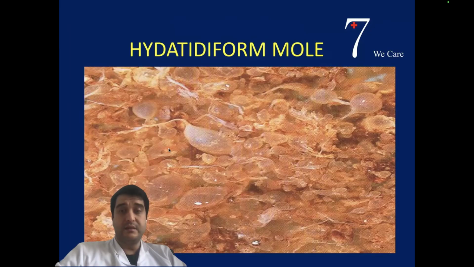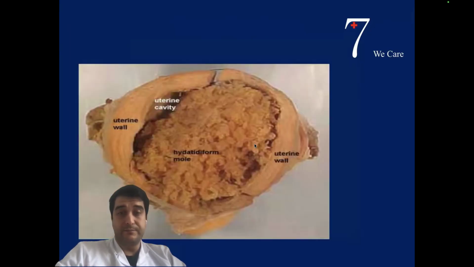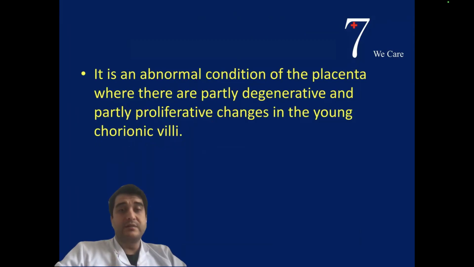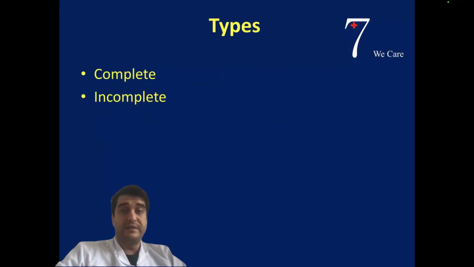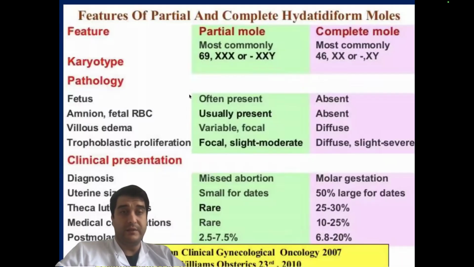You can see an image of the hydatidiform mole, so molar pregnancy. You can see how it looks inside the uterus. It is an abnormal condition of the placenta where there are partly degenerative and partly proliferative changes in the young embryonic villi. We have two types, complete and incomplete. In this table, you can see the different types of molar pregnancy.